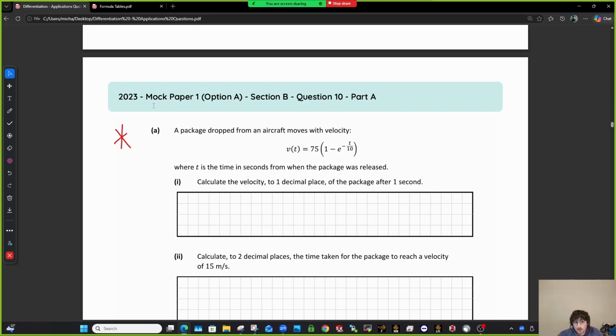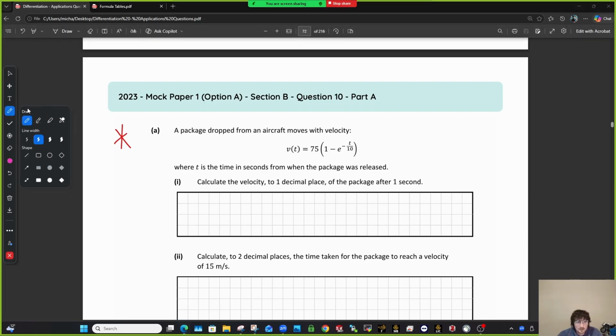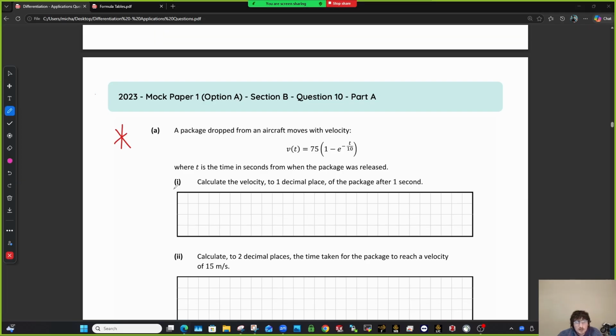So there you go. That's a mock exam for you. It didn't tell us the units of v, and then it starts mentioning it down here. So you'd have to mention it up here that v is in meters per second. Anyways, they're just so lazy, the people who write these mocks. So calculate the velocity to 1 decimal place of the package.